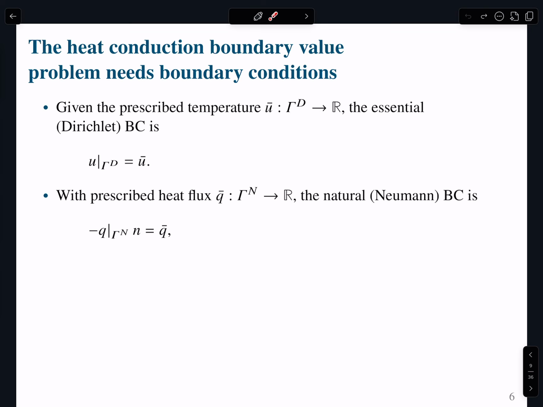And I'm going to do it like this. I'm going to say minus q dotted with n is equal to q bar. So this is going to be my prescribed boundary flux. And again, I'm going to look at that n.